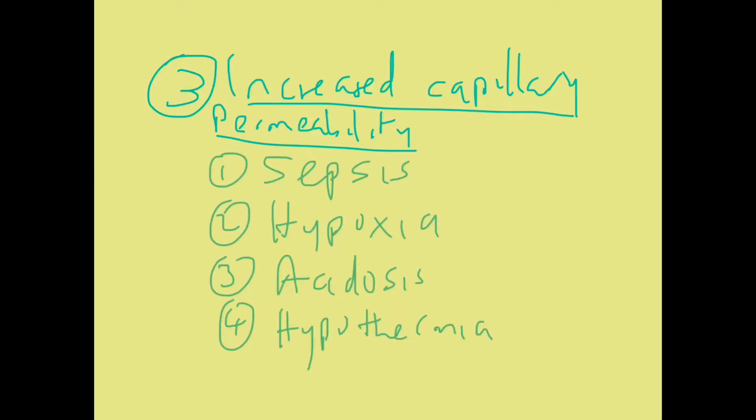So the third mechanism by which edema occurs is increased capillary permeability, and in neonates it's going to be seen with neonatal sepsis. It could also be seen with hypoxia, acidosis, or after severe hypothermia. So you usually see babies that are asphyxiated presenting with edema. You see that a lot. Asphyxiated babies develop edema, then acidosis, and severe hypothermia can also increase capillary permeability.